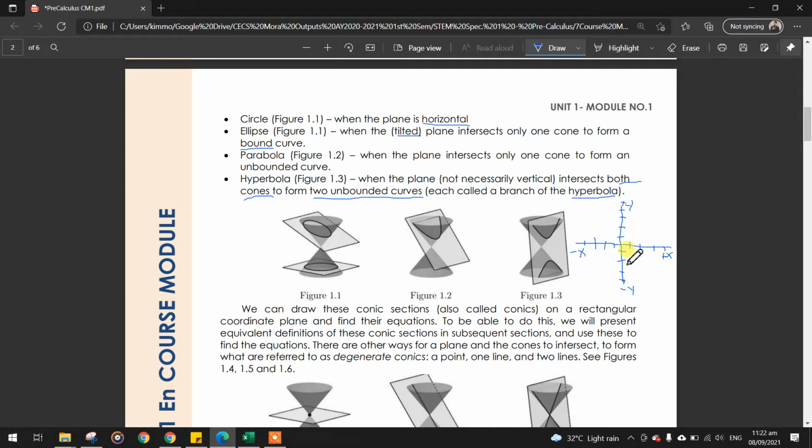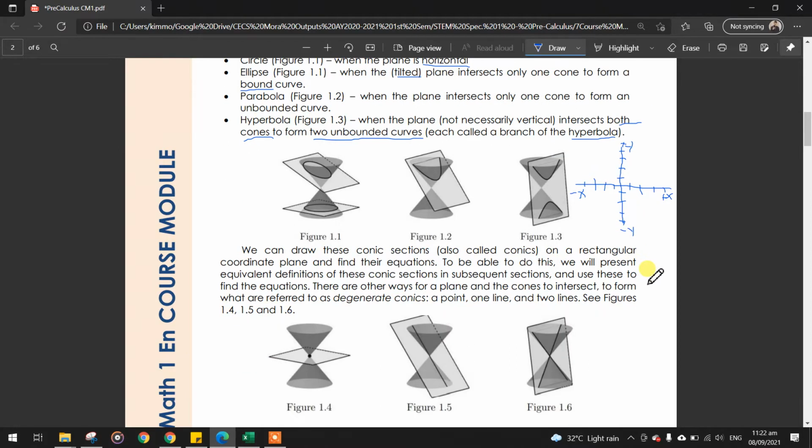So, unsa equation anang sa circle, sir? Unsa na siya kadako, ingana. So, that will be discussed later sa preceding nga sections in this module. And also, to be able to do this, we will present equivalent definition of the conic sections in subsequent sections and use these to find the equation.